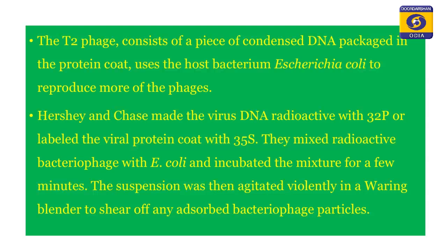Their objective was to differentially label the proteins and DNA. At that time it was known that proteins have a unique element, that is sulfur, and they labeled the protein coat with S35, and in another set they labeled the DNA with the unique element, that is phosphorus. That means they labeled two batches of viruses, one with S35, one with P32.